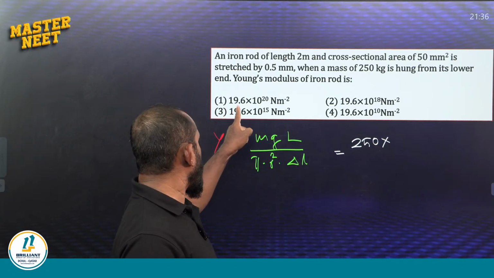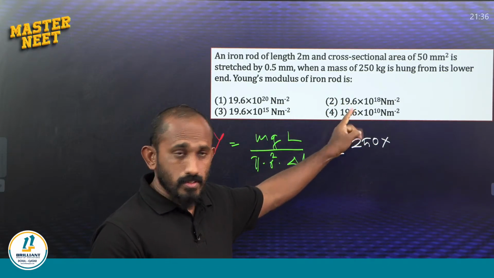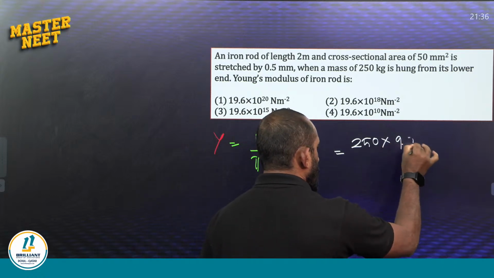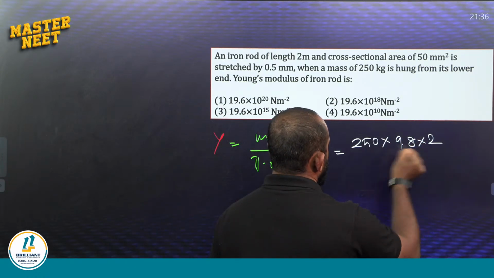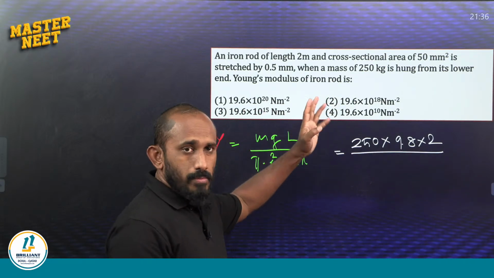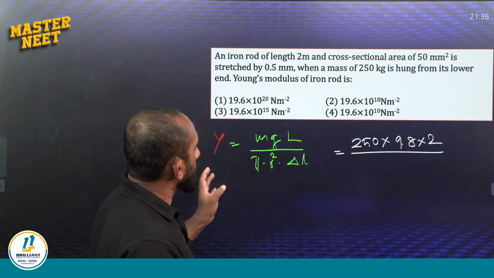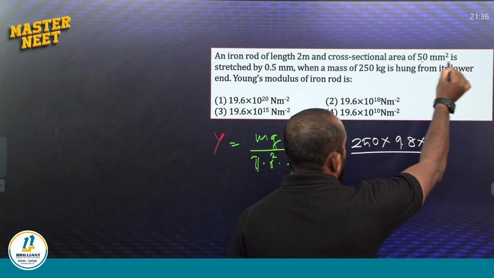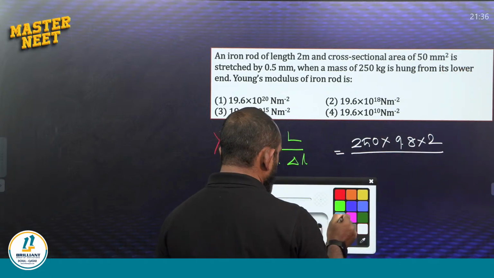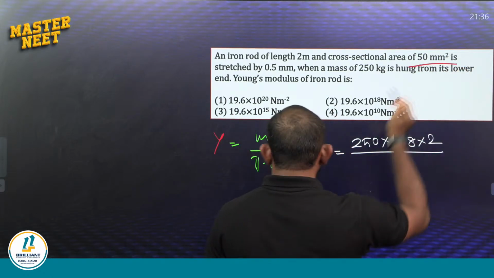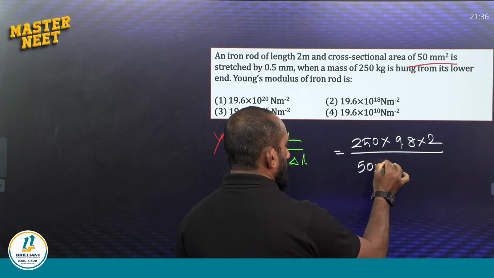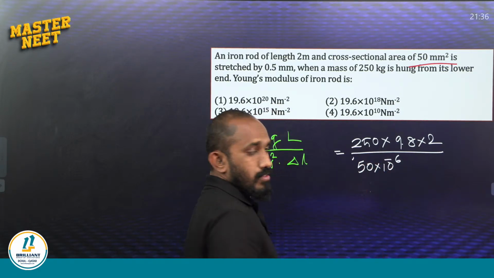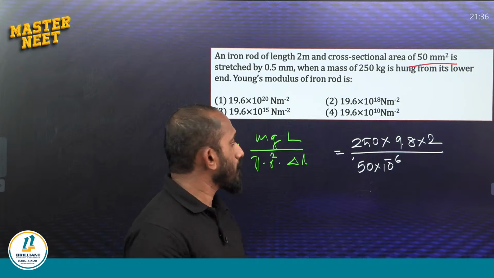So it will be 250 into G 10 or 9.8. Check the answers. All are multiple of 9.8, 19.60. So you take 9.8 into L. The length is given 2 meters. That is 2 divided by 250 kilogram is a kilogram only by pi r square is the area. So cross section area is given there, 50 millimeter square is given, so that you have to make it to 50 into 10 raised to minus 6 meter square.